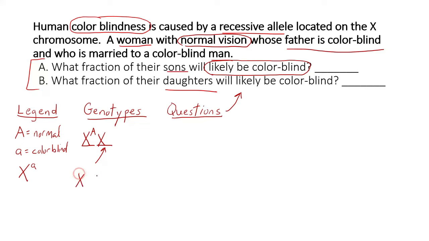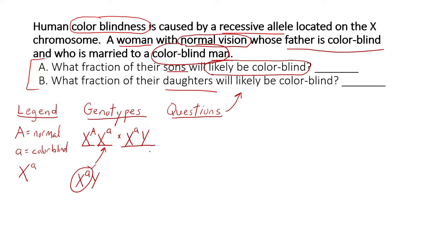If her father was colorblind, he had an X and a Y chromosome, and he must have had a recessive allele on that X chromosome. And the only thing he could have passed on to her is this X chromosome. If he passed on the Y, she would have been his son. So there is the genotype of the woman. All right. Well, what about the man? He has an X and a Y chromosome, and he is colorblind, so that one's easy enough. There are their genotypes.